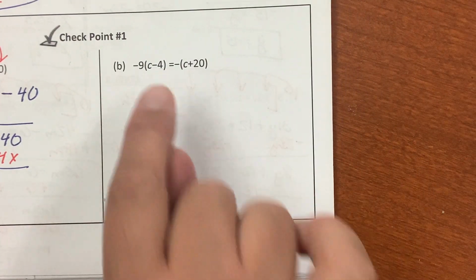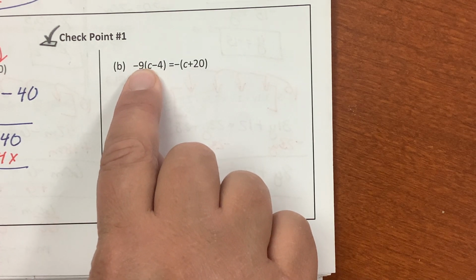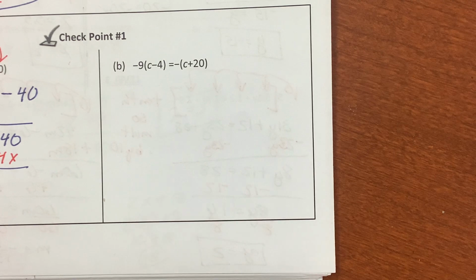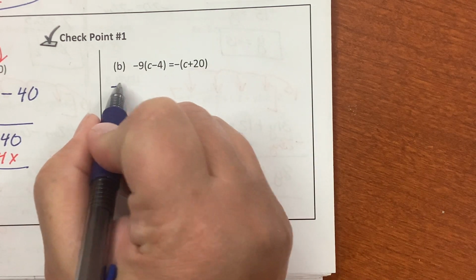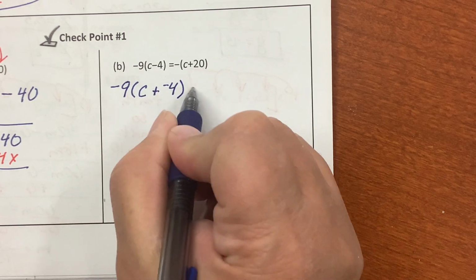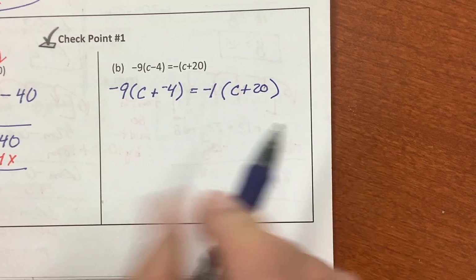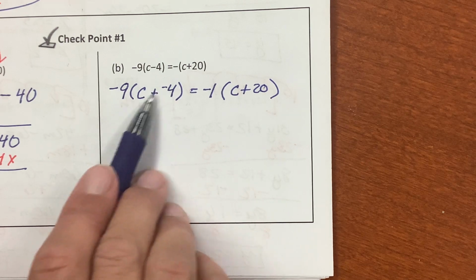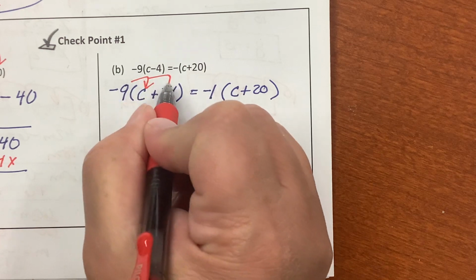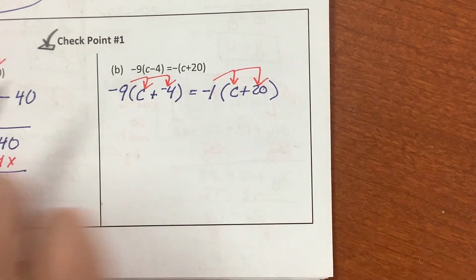This side, oh, remember distributing negative signs. That means this gets changed to plus a negative, and there's a 1 between that negative sign. So I'm going to rewrite it, changing everything: negative 9 times (c plus negative 4) equals negative 1 times (c plus 20). Because there's a 1 here, and this will be easier if it's adding a negative. So negative 9 times c, negative 9 times negative 4, negative 1 times c, negative 1 times 20.